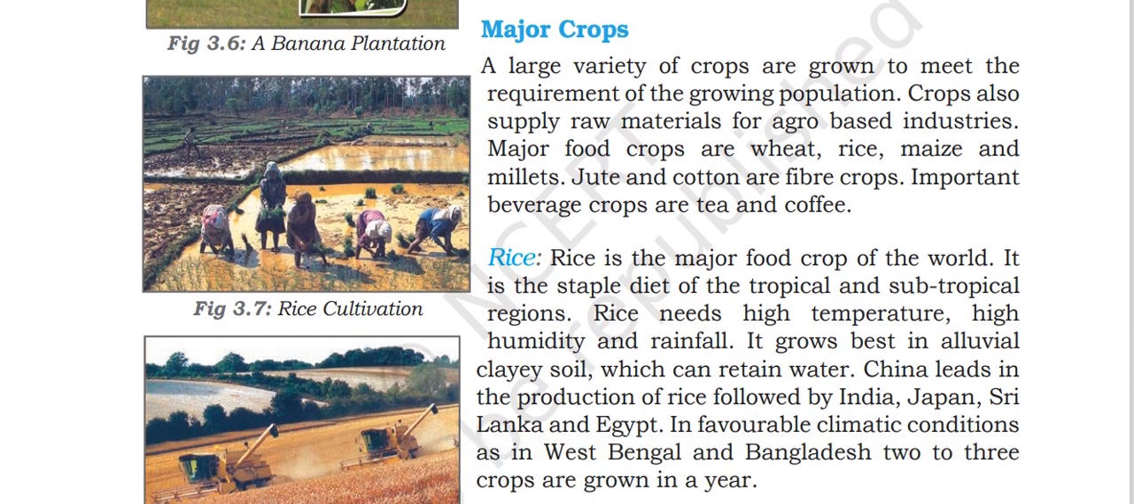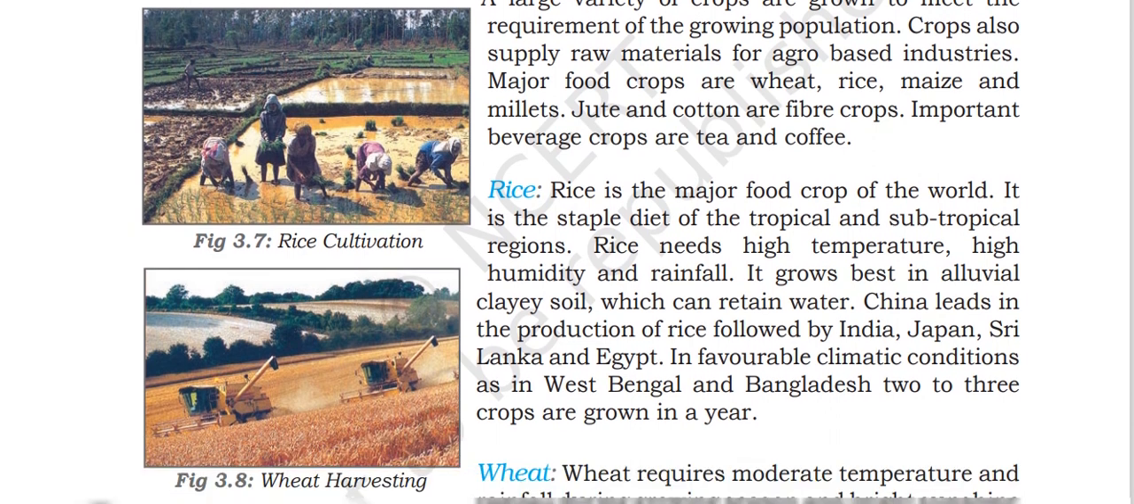A large variety of crops are grown to meet the requirement of the growing population. Crops also supply raw material for agro-based industry. Major food crops are wheat, rice, maize and millet. Jute and cotton are the fiber crops. Important beverages are tea and coffee.